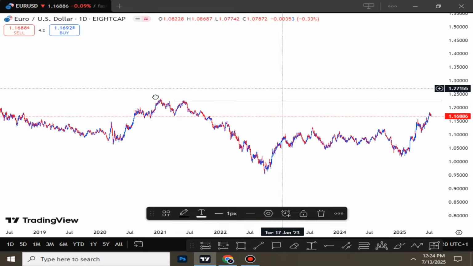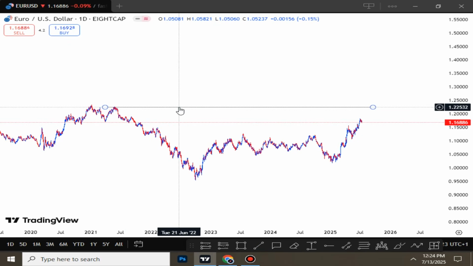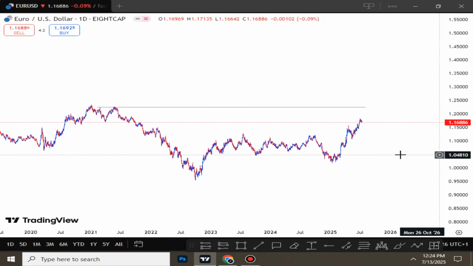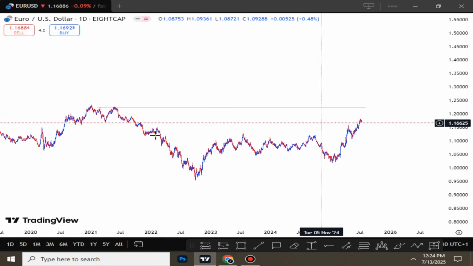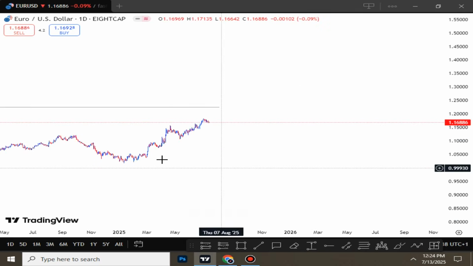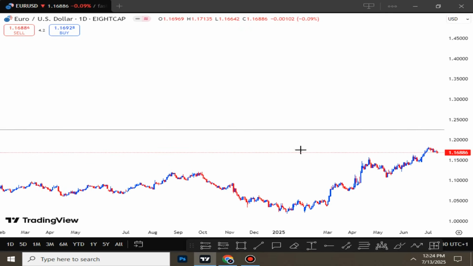Let me just have these right there, probably around that level. So that is what I see on Euro USD. If that is my anticipation, I think for now I should just continue looking for more buy opportunities, and let me just concentrate on the current market price.